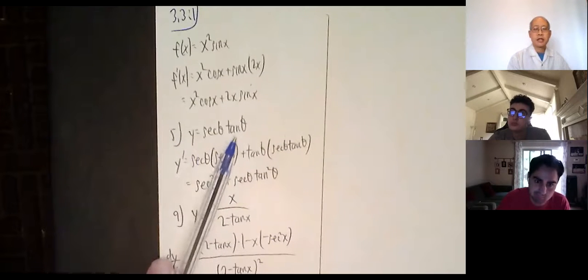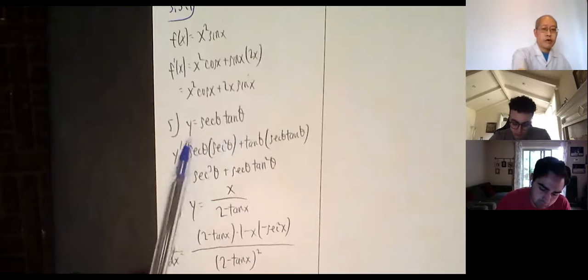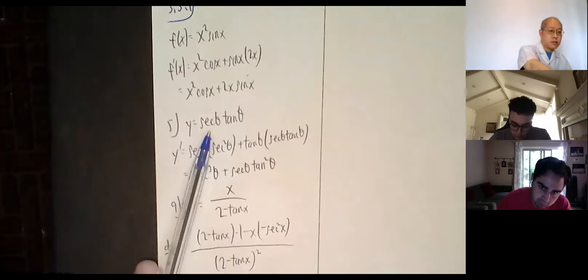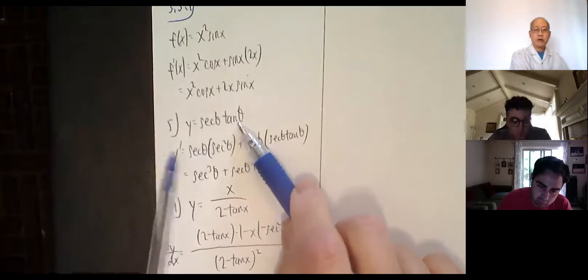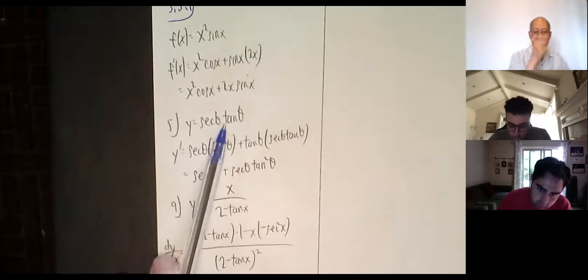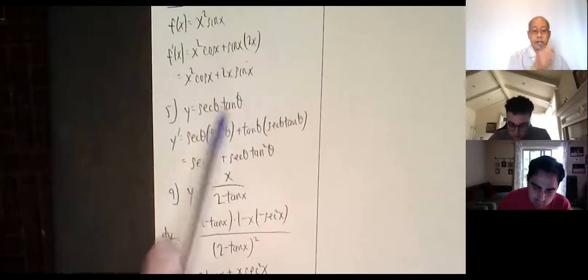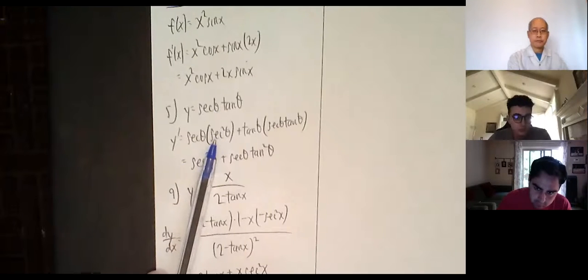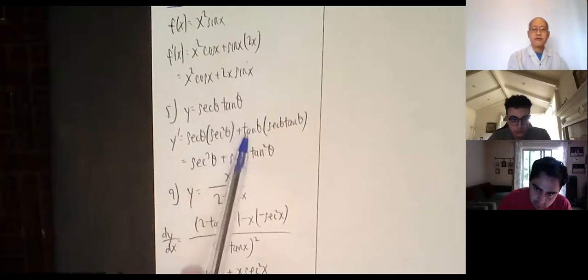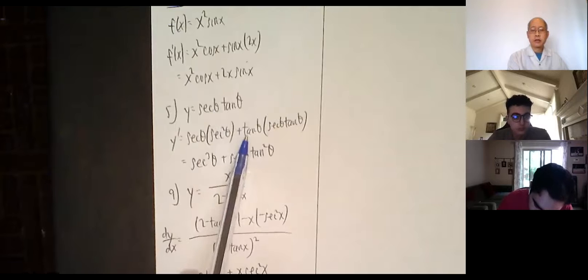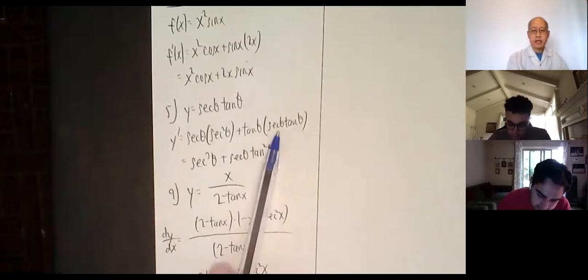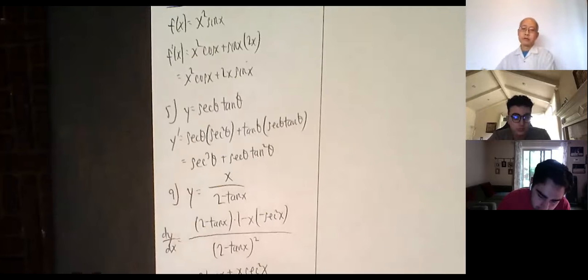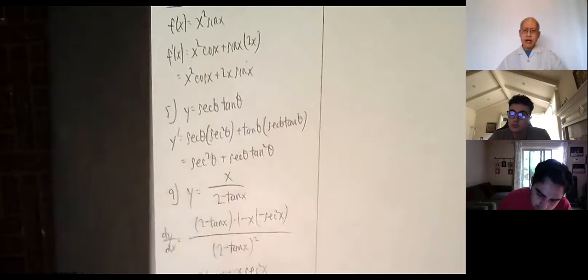Okay, number 5 also looks like a product rule. y equals secant theta tangent theta. So y prime equals, so this is the first function, this is the second function. So y prime, first function times the derivative of the second, derivative of tangent theta, we now know to be secant squared of theta, plus second function, tangent theta, times the derivative of the first, derivative of secant theta tangent theta. Okay. And then just some cleanup.